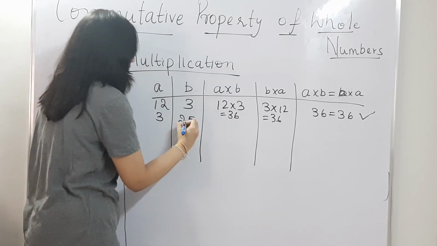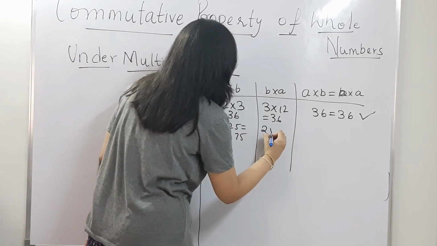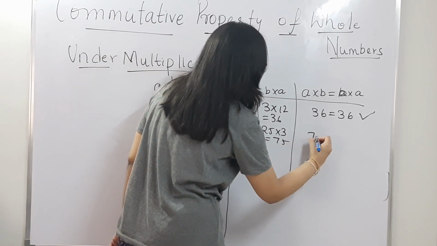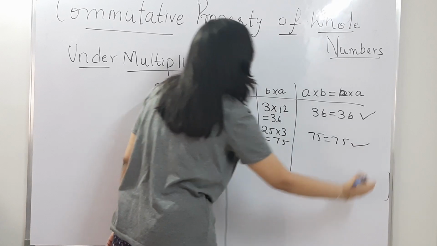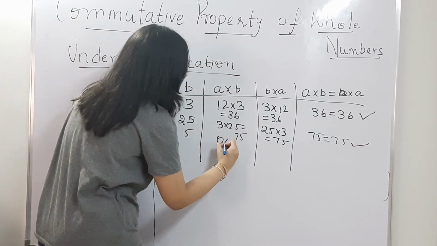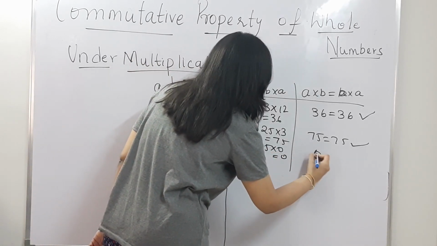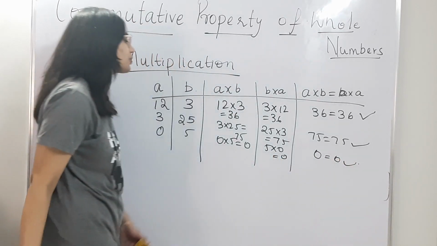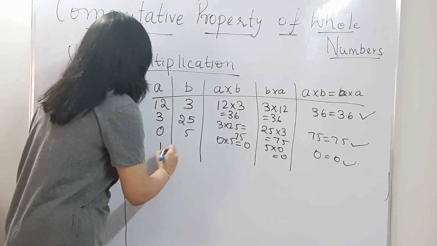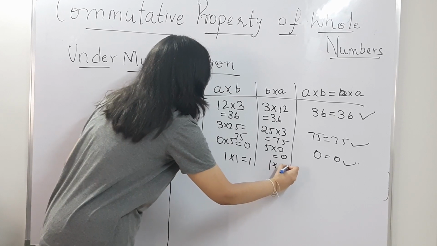3 into 25. So 3 into 25 is 75, and 25 into 3 is 75. So 75 is equal to 75 and it satisfies. Now let's take 0 into 5. 0 into 5 is 0. 5 into 0 is 0. So 0 is equal to 0. It satisfies. What do you see here? What do you see the pattern here? One more number I'll take. 1 into 1. Just to maintain harmony.